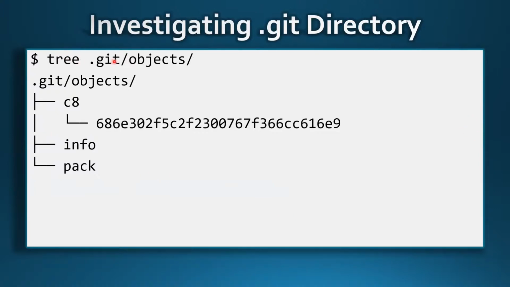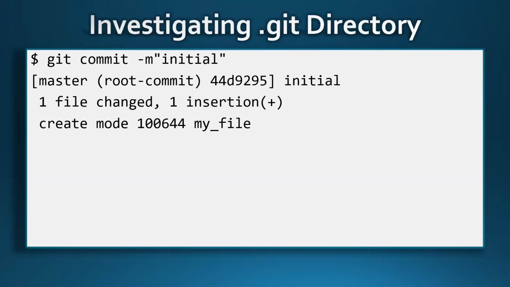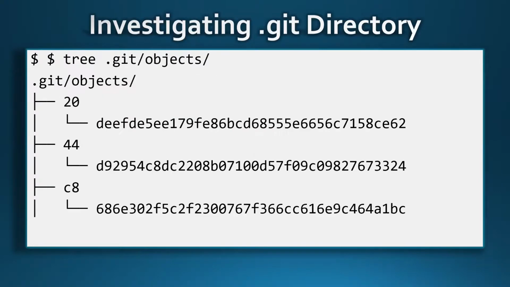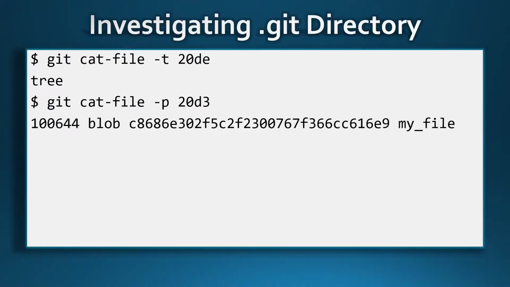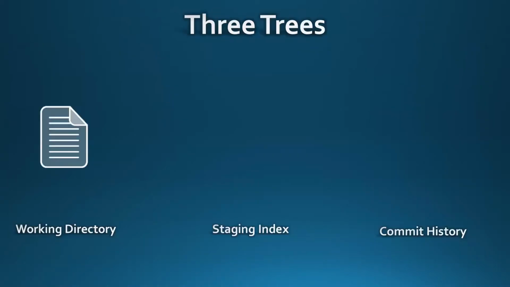The tree will give you the Git directory. Inside of that is the C8 directory with the rest of the hash as the file name. And then we did the commit and the tree, and what's in the cat-file, etc. So what this brings us to is the 3 trees. You've heard me talk about the commit history, which I often just call the repository, the staging index, which is where things wait to go into the repository, and the working directory.